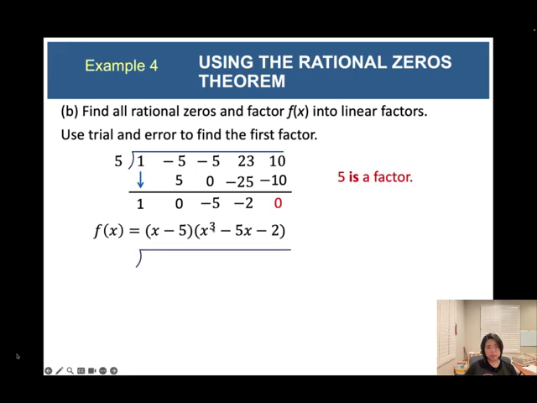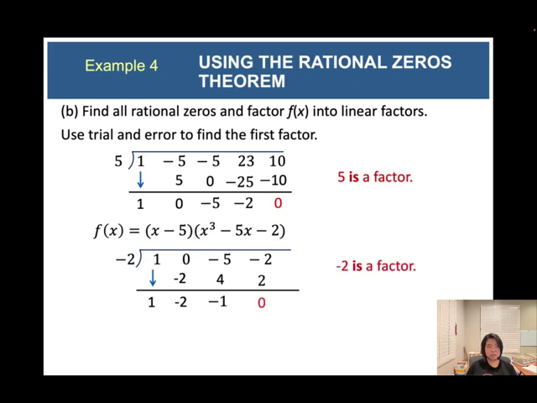Okay, now we're going to factor out this one. And this time I'm going to try -2. Okay, bring it down, -2, -2, and then +4, and then add it up, -1, and then +2. So this is a 0. So good, -2 is a factor. So we're going to break it down one more time. So f of x equal to x minus 5 and x plus 2, and then the quotient will be x squared minus 2x minus 1.